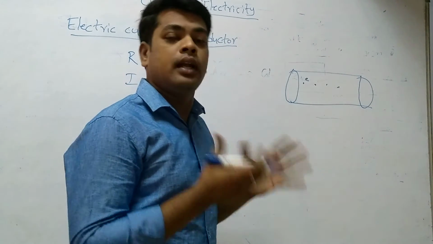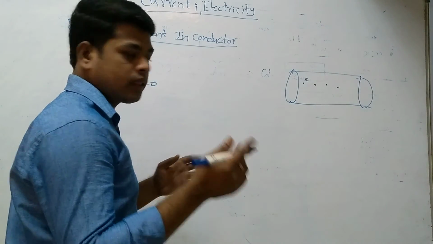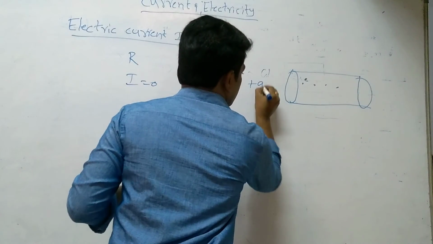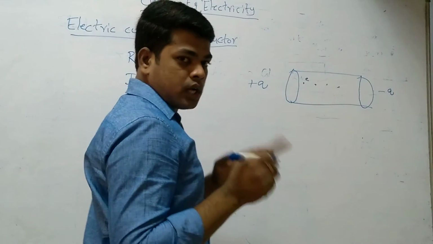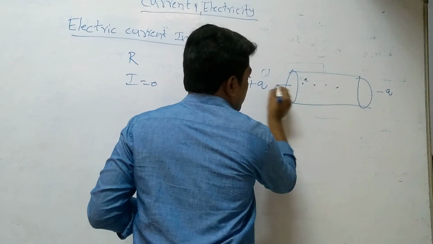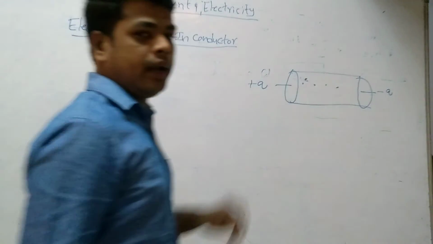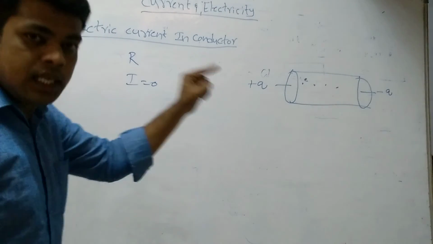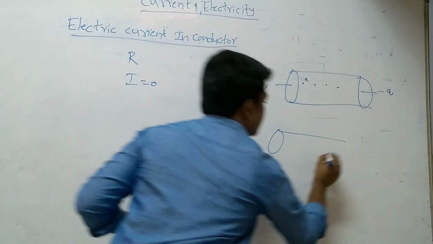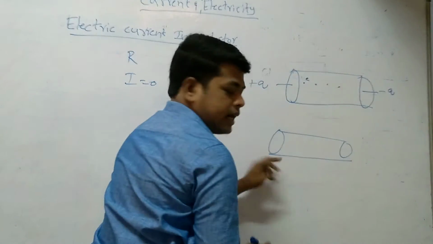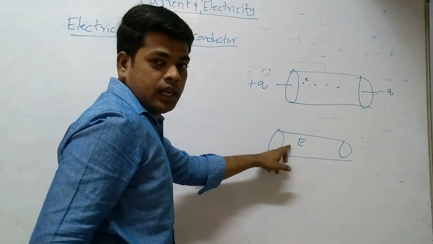So let's take two plates, a positive charge plate and a negative charge plate. The positive charge plate is placed at one end and the negative charge plate is placed at the other end. Due to these charged plates, an electric field will develop inside the conductor. It means some current will flow inside the conductor.